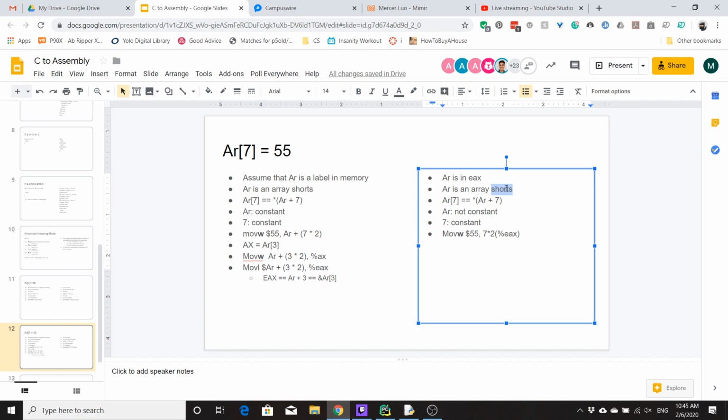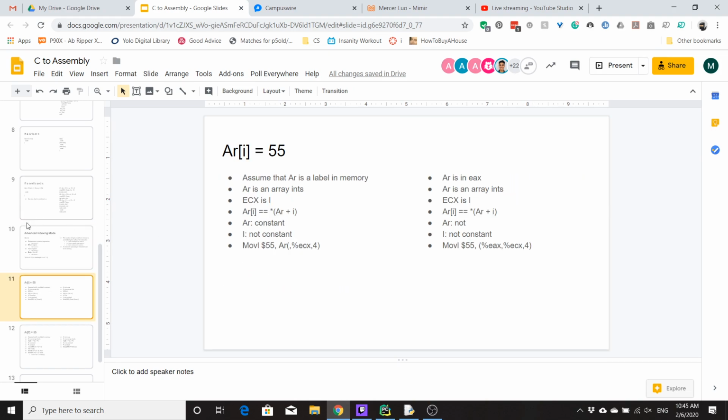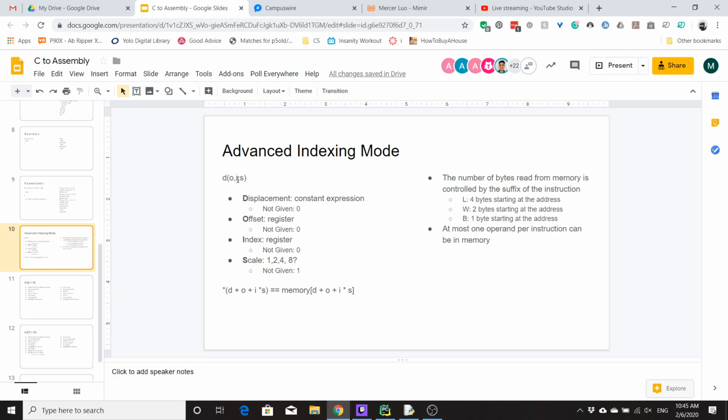Anything else? Yeah. So you do 7 times 2, that moves it over 7 times 2. But what's the difference between putting 2 inside here, like doing comma 2 here, in the last, what's it called? The scale field. The scale field. Again, you have to look at the advanced indexing mode and look at the expression that evaluates. It's D plus O plus I times S. Notice the scale field is always multiplied by what's in the I spot, right here. So if we want to multiply I by 2, then we'd have to have something in I, and then the 2 would go in the scale field.